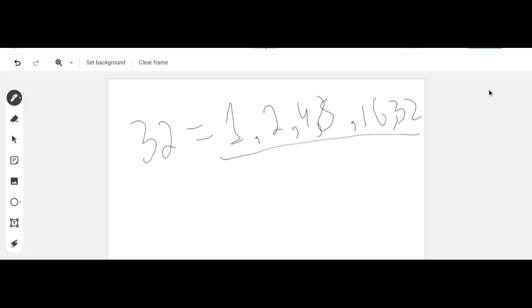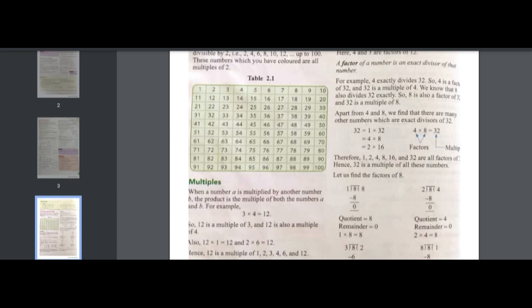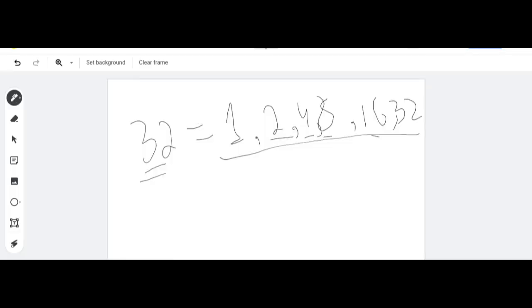If you have to find the factors, then these are also the factors of 32, because 1 is exactly divisible into 32, 2 is exactly divisible, and 4, 8, 16, 32 are exactly divisible into 32. So multiples and factors are related. In multiples you do multiplication, but in factors you do division. So this is an easy trick. If you have to find the factors, you find all the multiples of the given number, then you start doing division between them. If the remainder is 0, that is exactly divisible.